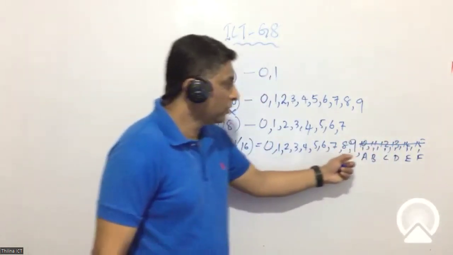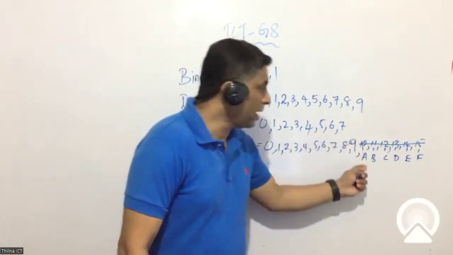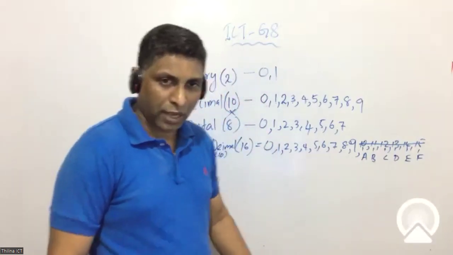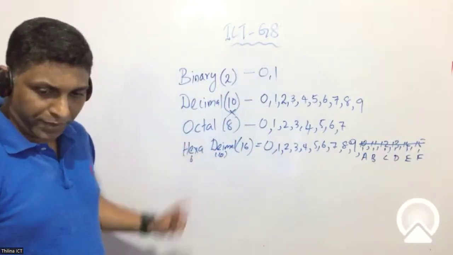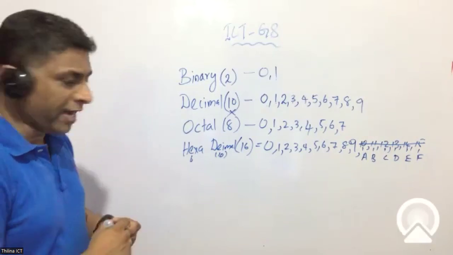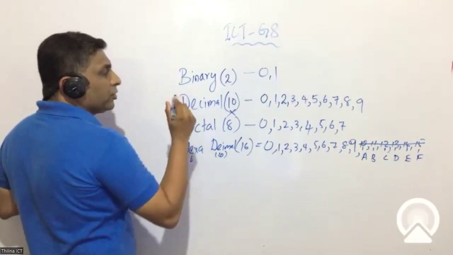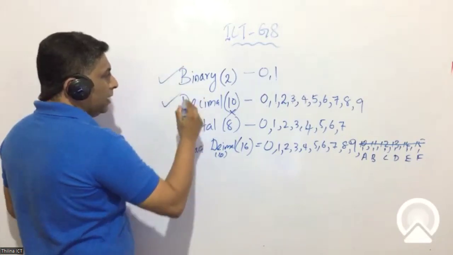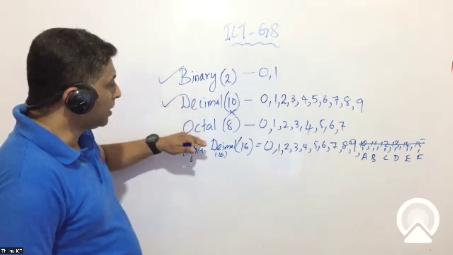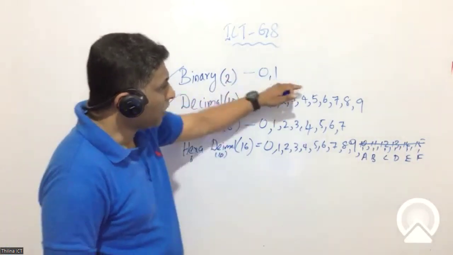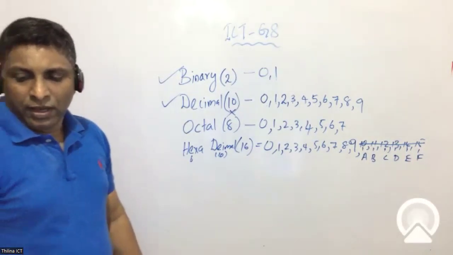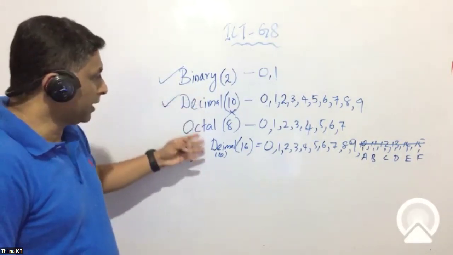So remember this, right? Till 9, it goes with the decimal number system, and the rest start from A to F. So that's how the hexadecimal number system is formed. Those are the basics. In grade 8, we need to learn only binary and decimal. But you should know these things: what's the binary number system, what's decimal, what's octal, and what's hexadecimal, and what are the symbols associated with each and every number system.